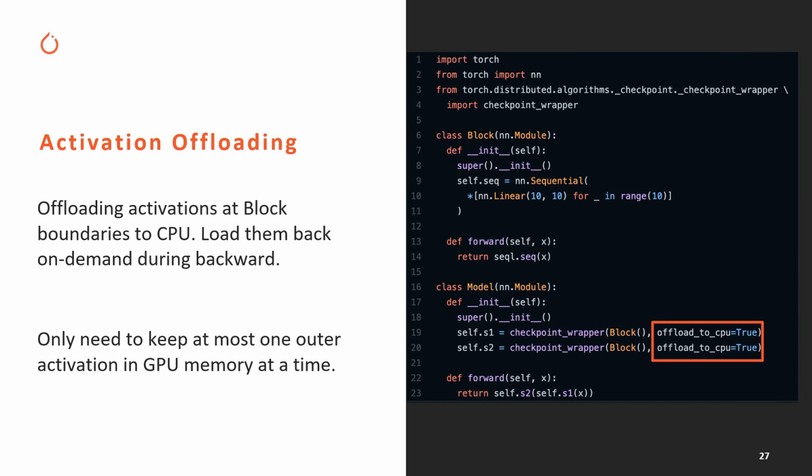The next memory saving technique is activation offloading. It will offload the activations to CPU memory after the forward pass and then load them back to GPU memory before the backward computation. Compared to activation checkpointing seen in the previous slide, the first difference is that they use different trade-offs to reduce peak memory consumption. Activation checkpointing pays more computation to save GPU memory, and activation offloading pays device to host and host to device communication to reduce the GPU memory.